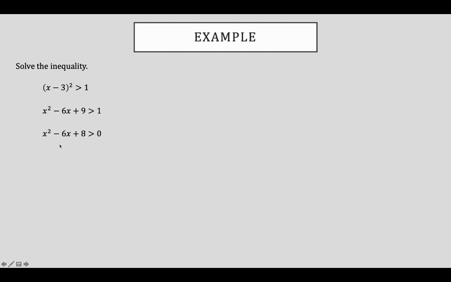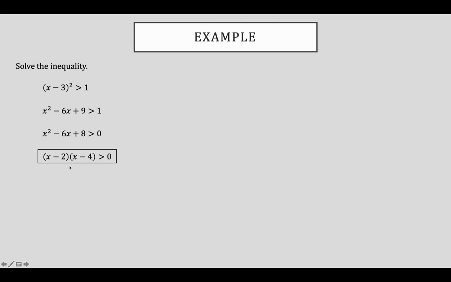That was step 1. Step 2 is to factor the polynomial completely. x squared minus 6x plus 8. What does that factor into? x minus 2 times x minus 4 is greater than 0.